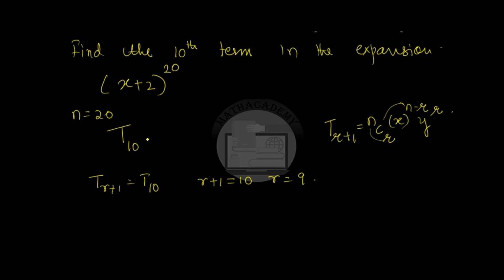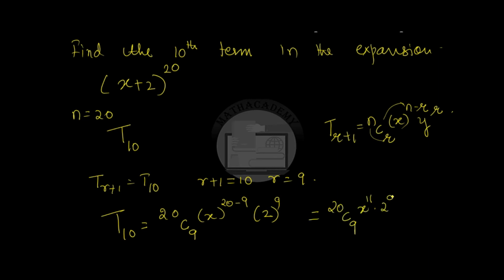Correct? So T10 can be written as n, which is 20, choose 9, r is 9, the first term x raised to the difference of 20 and 9, and the second term 2, which is raised to the power of 9. So the 10th term is 20C9, x to the power 11 into 2 to the power of 9. So using this formula, we can figure out any term in the binomial expansion. I hope how we derive this formula is clear to everyone.